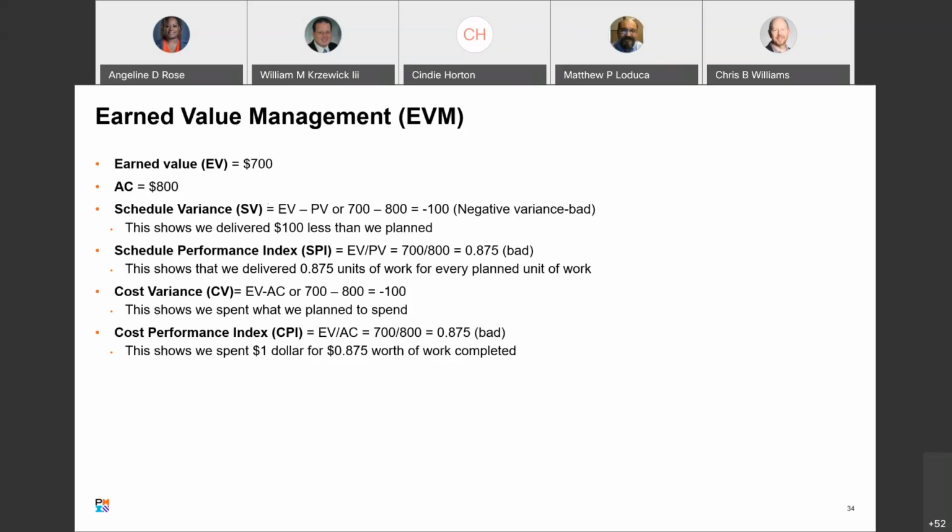Cost variance. So look at the cost. EV minus AC, 700 minus 800, negative 100. This shows we spent more than the value we earned, because our plan was $800. Cost Performance Index, CPI, EV divided by AC, came in at 0.875. Again, below 1 is bad. This shows we spent $1 for every 87.5 cents worth of work completed. So again, the commonality across schedule variance, SPI, cost variance and CPI is that EV, earned value, is plugged into all of those.